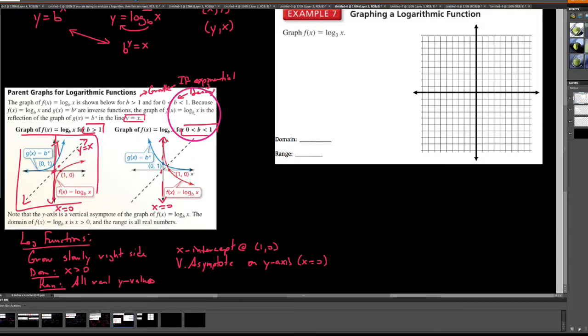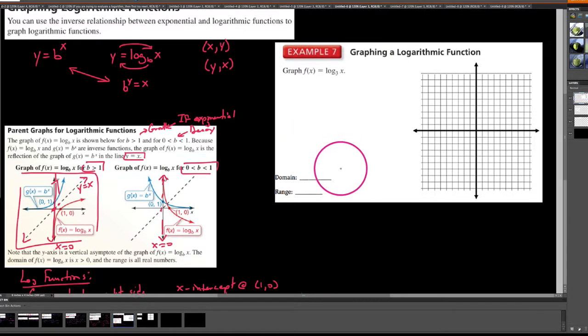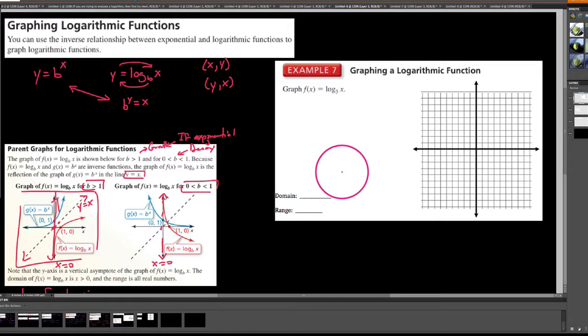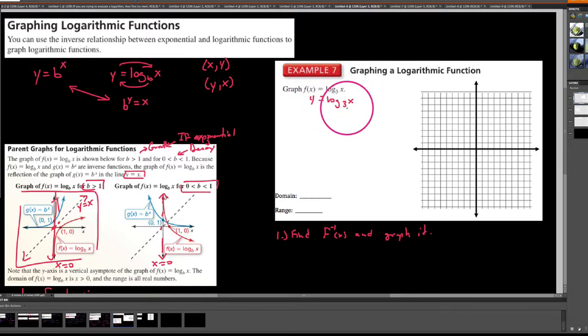So what we're going to do is graph our very first logarithmic parent function. And in terms of graphing the logarithmic parent function, here's what I'm going to suggest that we do first. One, find f inverse of x and graph it. Because y equals log base 3 of x is logarithmic, and we're really good at graphing exponential things, what we're going to do, just in a different color ink here, is switch our domain and range and find the inverse of this.